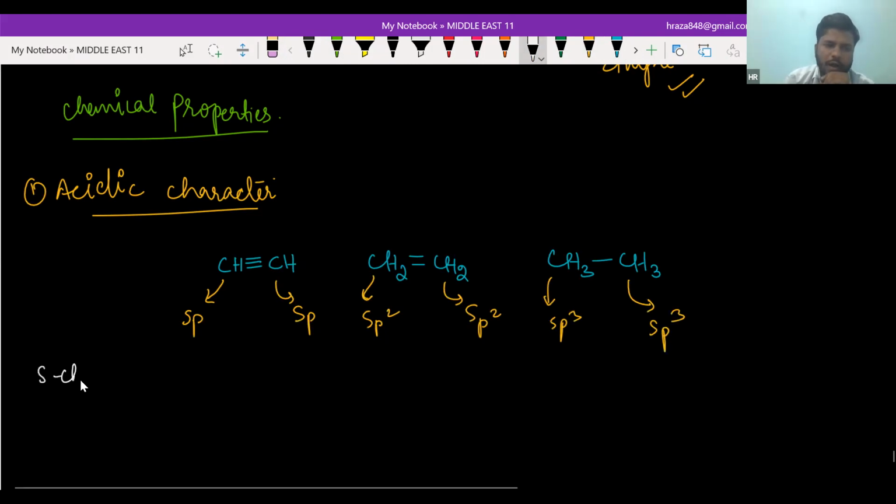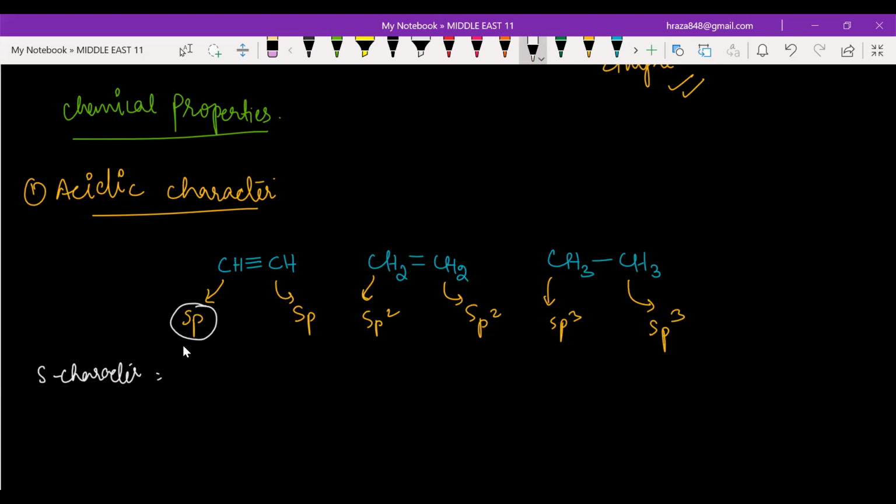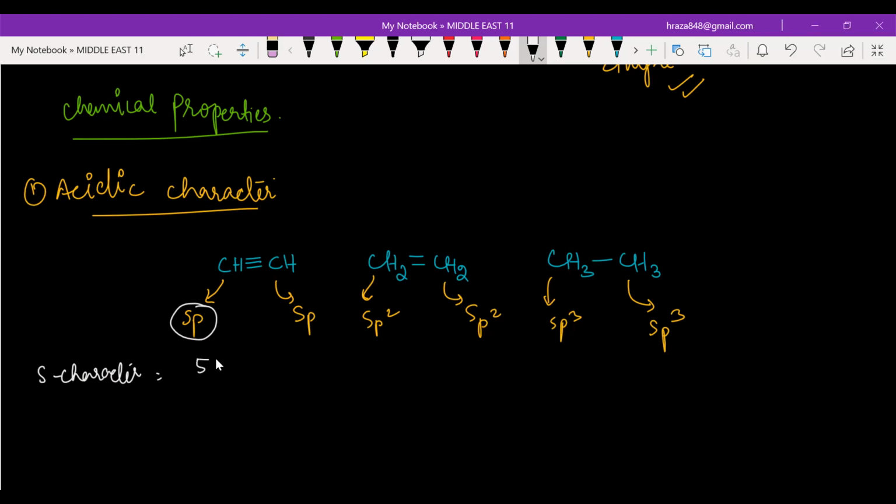Now we are going to calculate s character. Since only two orbitals are involved, that means 50% of each orbital is contributing in the hybridization. Are you getting my point, Saif, Arslan? What I'm saying is there are two orbitals, that means 50% S character and 50% P character will be there, and they combine to give the hybridization. So for S it is 50%, for P it will be 50%, right? Yes, sir. And here S character is 50%.